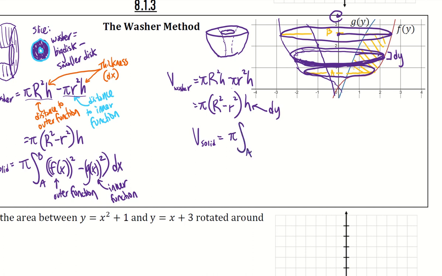and I'm doing from A to B, big R squared minus little r squared, the thickness is going to be dy, which means my A and B values need to be in terms of y. They're the y coordinates. And then my function will also need to be in terms of y. So my outer function, the function that it touches on the outside, would be f of y in this case, not f of x. And then my inner function is g of y. It's the one that's closest to my axis of rotation.